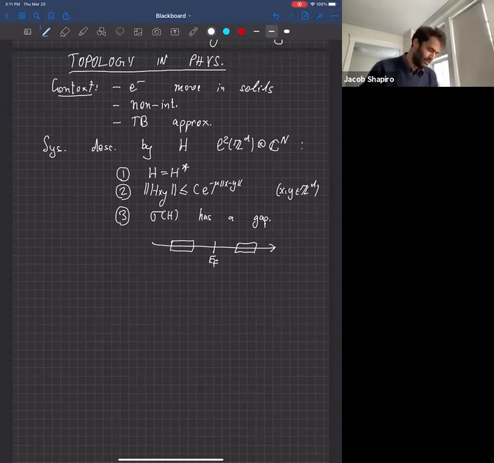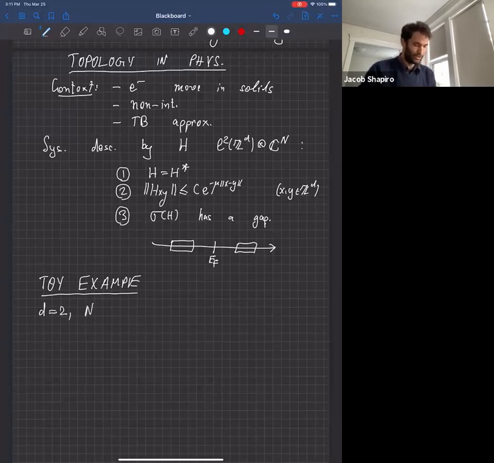So let me not talk about the most general theory, but just give you a toy example of how that would come about. That toy example would correspond to the integer quantum Hall effect, which is known to be in 2 dimensions. So let's take 2 dimensions, and let's furthermore take the number of degrees of freedom per lattice site to be 2. So you have sort of a 2-level system.